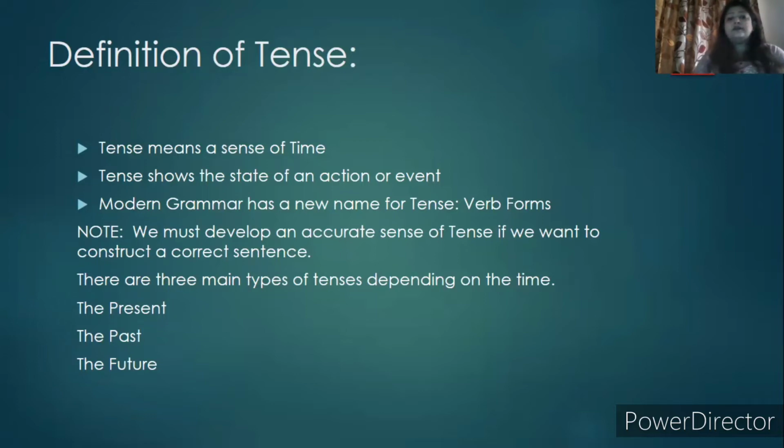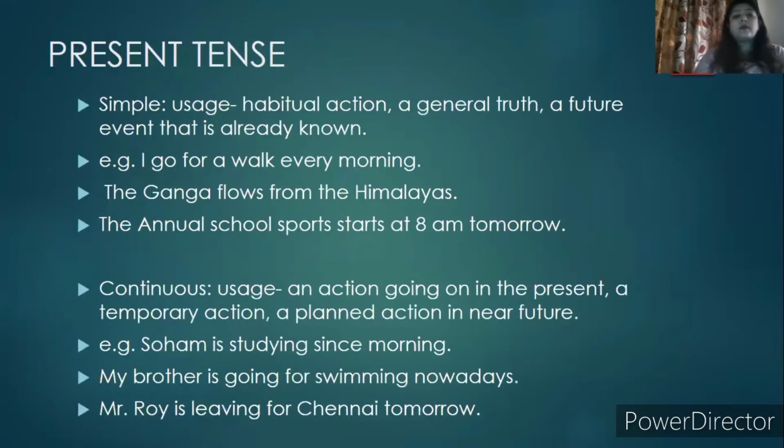As we all know, there are three main types of tenses depending on the time: the present, the past, the future. Now, each of these tenses can be further subdivided into four subdivisions, that is simple, continuous, perfect, and perfect continuous. The first type, simple present tense.